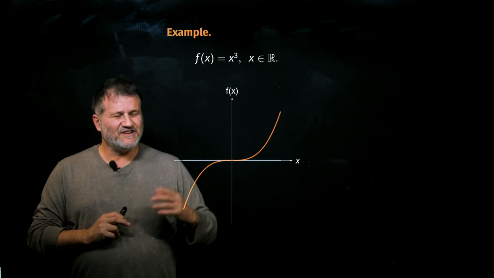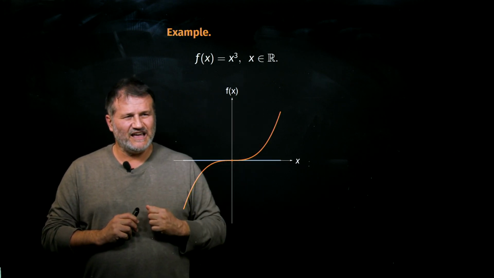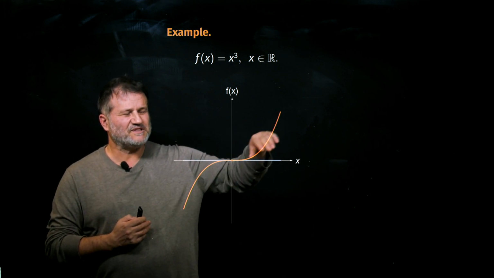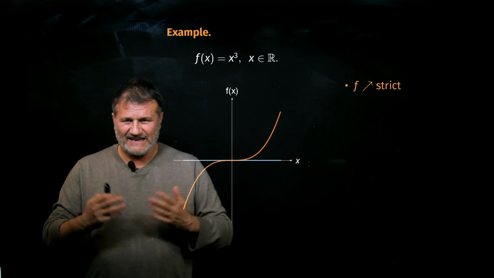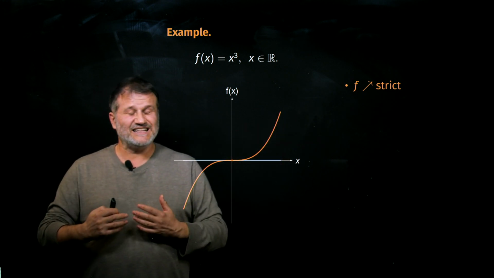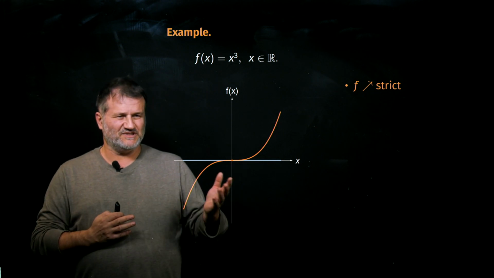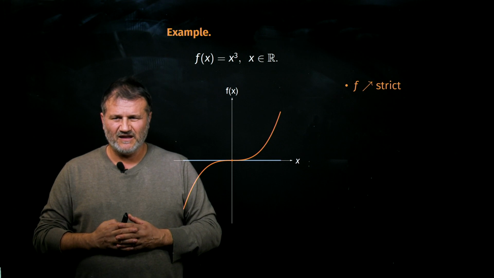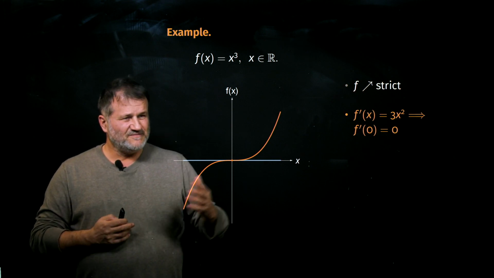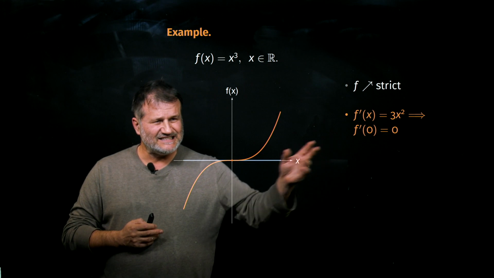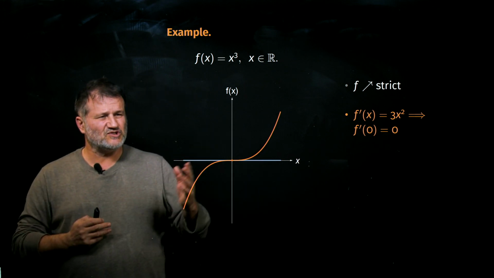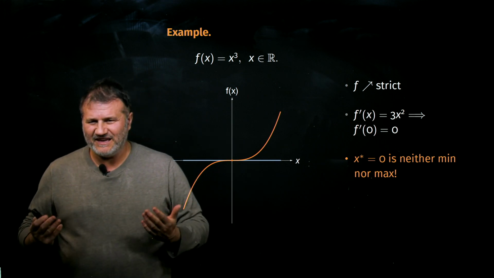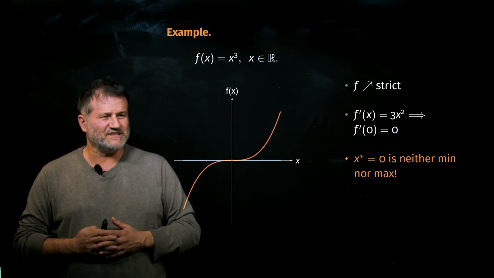An example of this phenomenon is provided by the function f of x equals x cubed. Now this function, because of properties of powers, is strictly increasing. So in particular, this means that there are no minimum or maximum points for this function, because you can always increase or decrease the value. However, if we compute the derivative, we realize that at 0 the derivative is equal to 0. So x equals 0 is a point where the tangent is horizontal, but cannot be a minimum or maximum point.